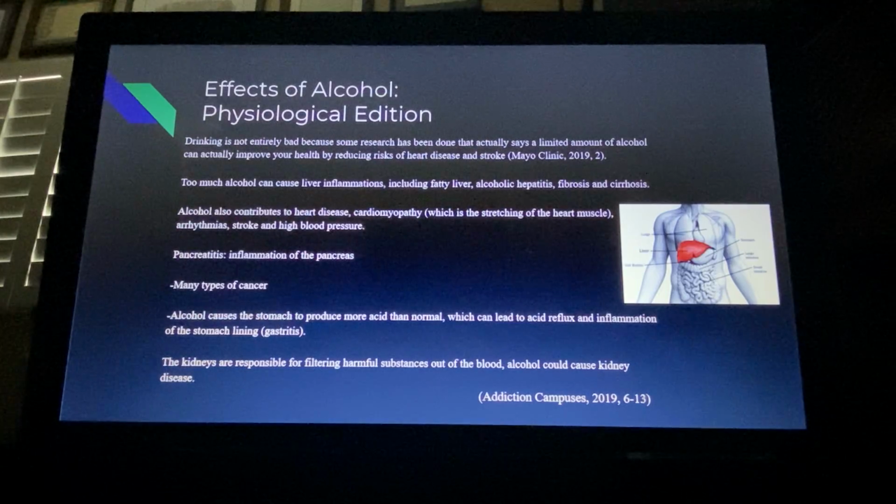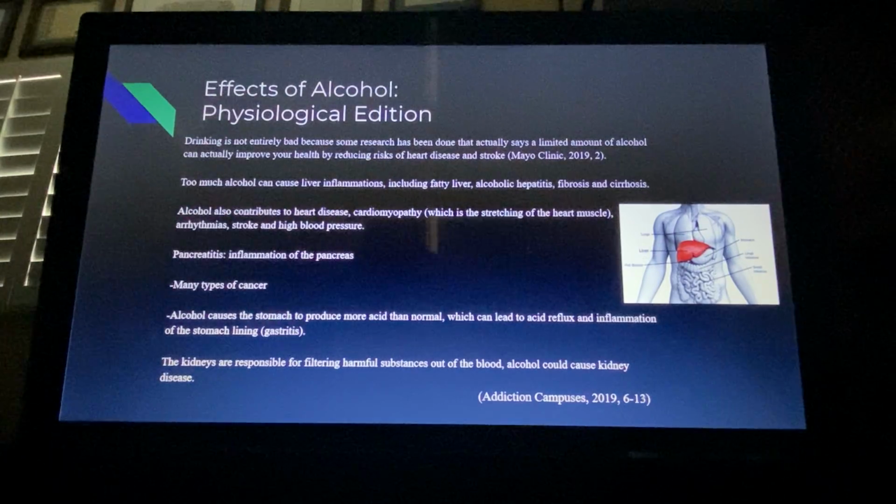Too much alcohol can cause liver inflammation, and some of these side effects include fatty liver, alcoholic hepatitis, fibrosis, and cirrhosis. Alcohol also contributes to a lot of heart disease, cardiomyopathy, which is basically the stretching of the heart muscle, which is never good. Arrhythmias, which is irregular heartbeat, stroke, and high blood pressure.